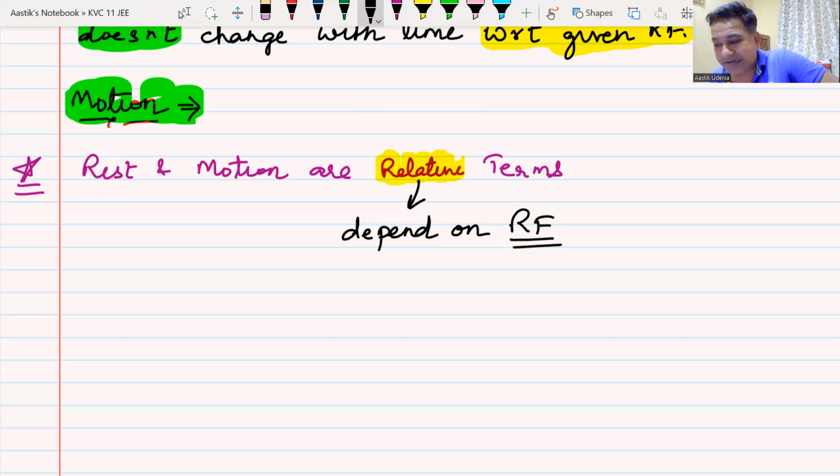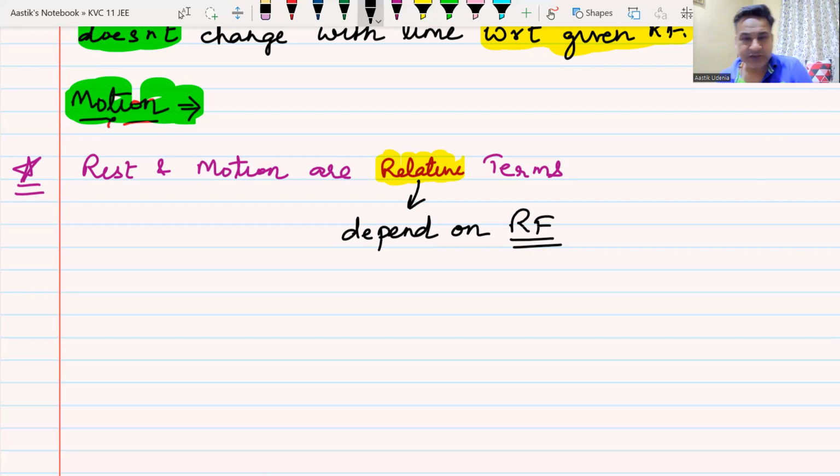Rest and motion are relative terms. They depend on through which reference frame, or on which reference frame, you are watching them. So they depend on the reference frame. We call them relative terms, terms that depend on the reference frame, on what you are comparing them with.